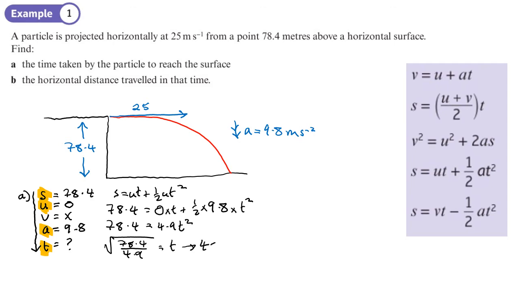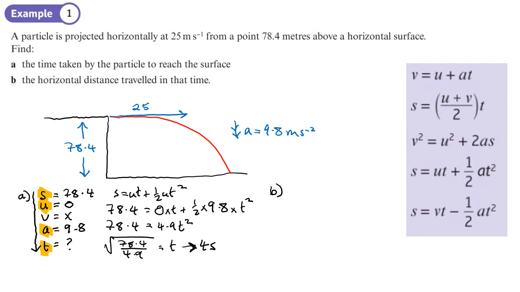Okay, so it takes 4 seconds to reach the ground. Okay, the horizontal distance travelled in that time. Right, now what did we say is the same for both? Time. So we now have the time. Because the speed is constant, we can use just speed, distance and time. We don't need to use SUVAT. If you did use SUVAT, it would just cancel down to speed, distance and time.